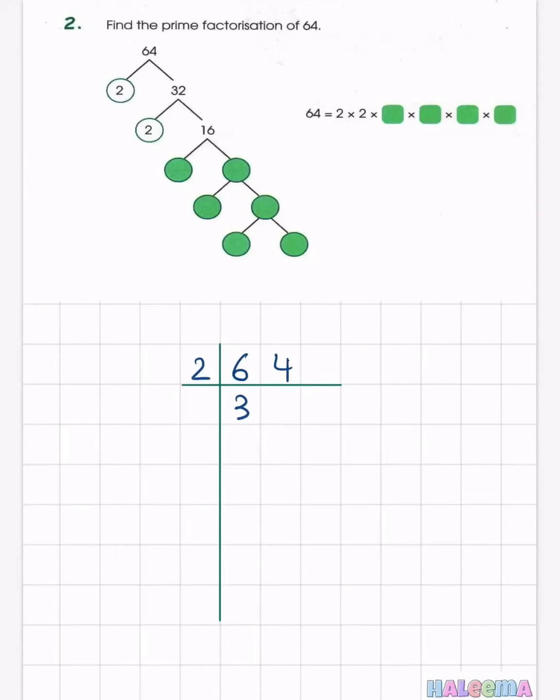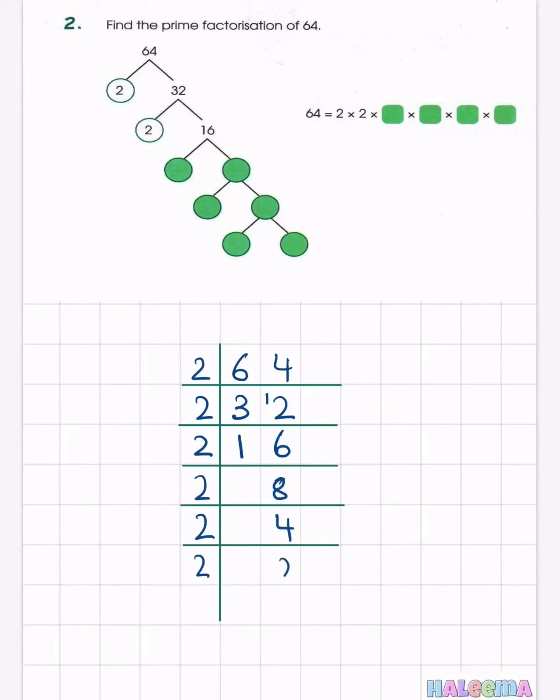2 3s are 6, 2 2s are 4, again 2 1s are 2, we'll borrow this here, 2 6s are 12, 2 8s are 16, 2 4s are 8, 2 2s are 4, and the last one you all know, it's 2 1s are 2. So the prime factors of 64 are here. The first 2 they've already written. What we're left with is 1, 2, 3, 4. 4 times 2. So 1, 2, 3, 4, right?